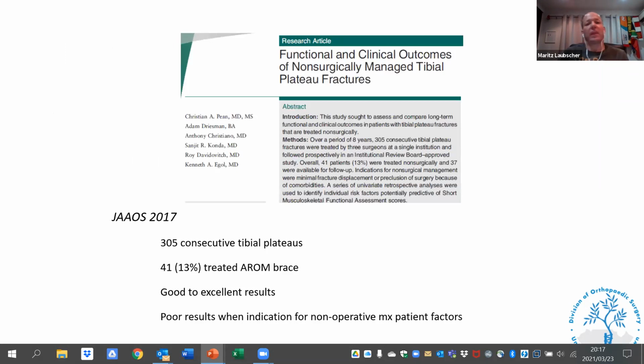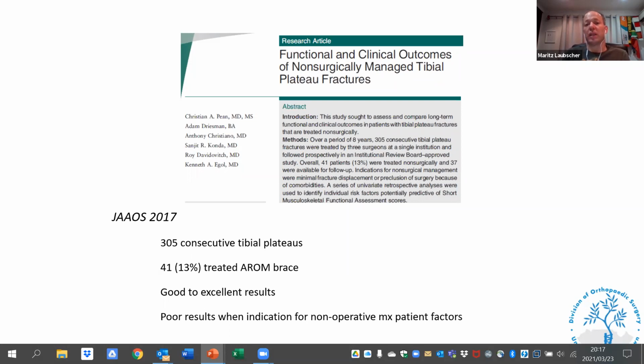And this is a good paper published in the JOS in 2017, where they looked at 305 consecutive tibial plateau fractures. A significant number of them were treated non-operatively with an inner range of motion brace, with range of motion without weight bearing, with good to excellent results.